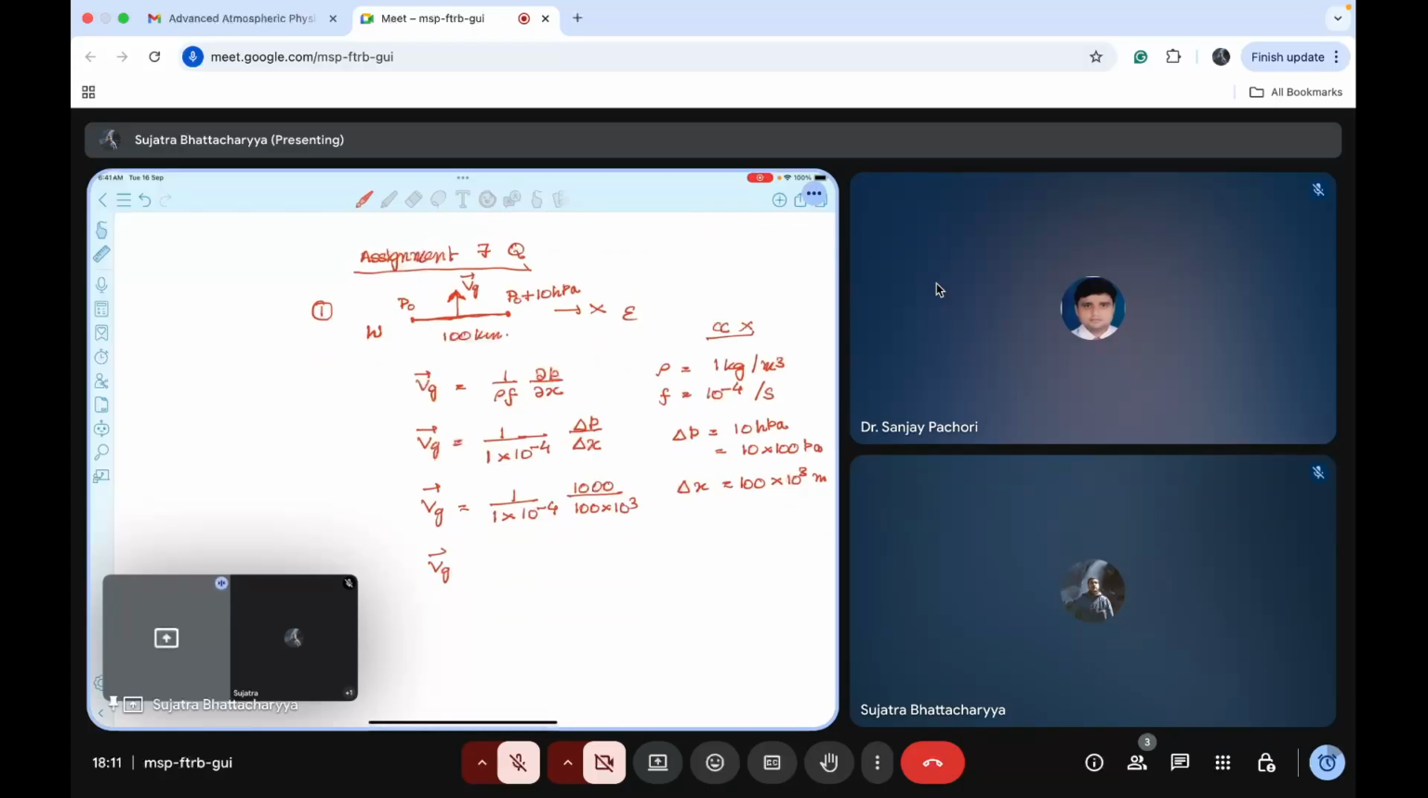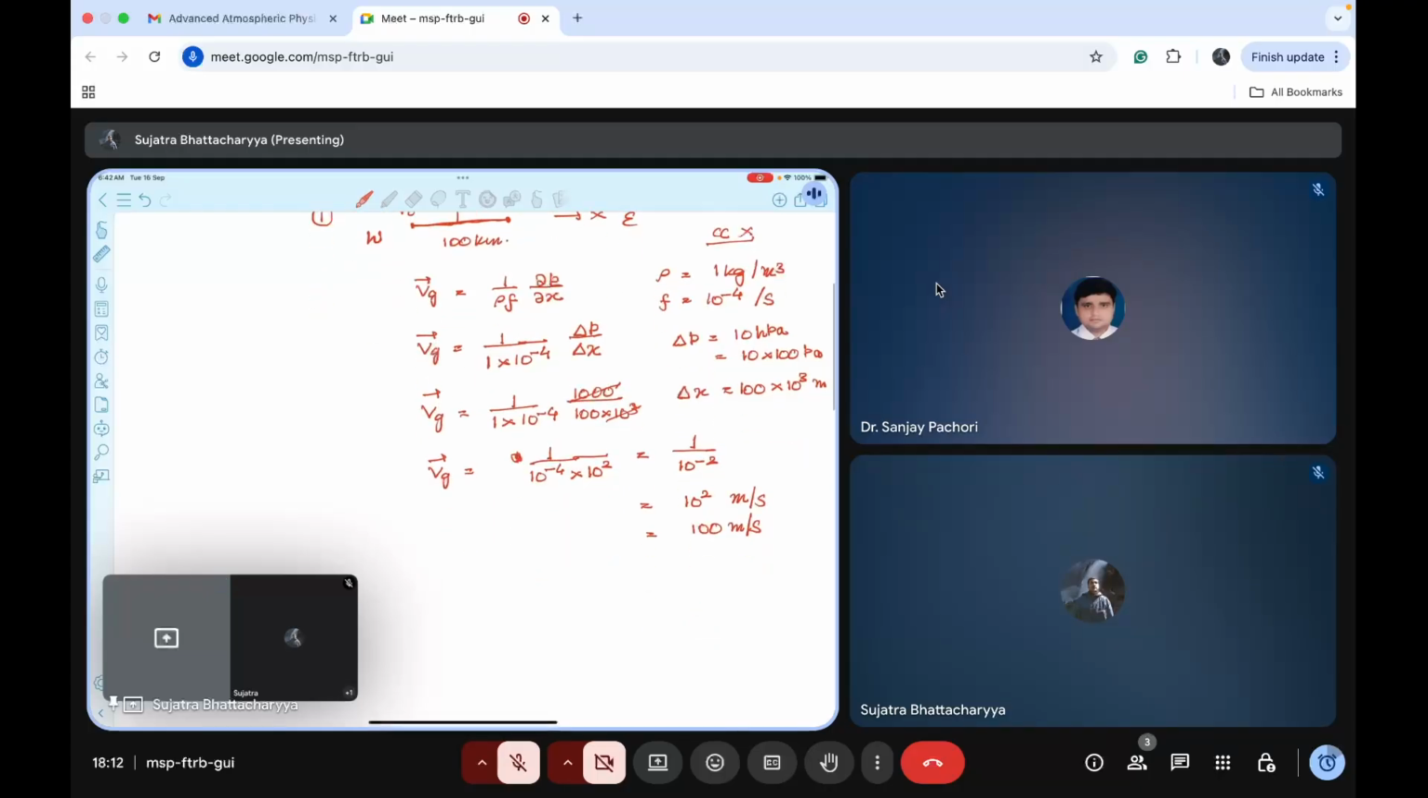So Vg, therefore, the 10 cube cancels. So what you get is 1 upon 10 to the power minus 4 into 10 square, which gives you 1 upon 10 to the power minus 2. That will give you 10 square meter per second, which will be 100 meter per second. Okay, so this is how you will get it, right? So this is the question, and we have got this particular answer.